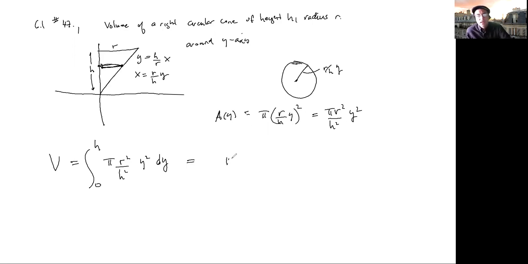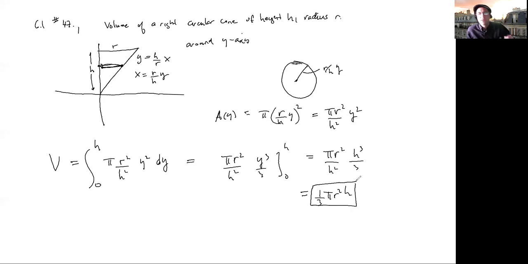And so that gives us, we can bring the constant out and integrate the y term, y cubed over 3, evaluated from 0 to h. And then we get pi r squared over h squared, h cubed over 3. There's some cancellation, you get 1/3 pi r squared h, and that is a well-known formula. You probably saw it back in high school. So that is the volume of a right circular cone.